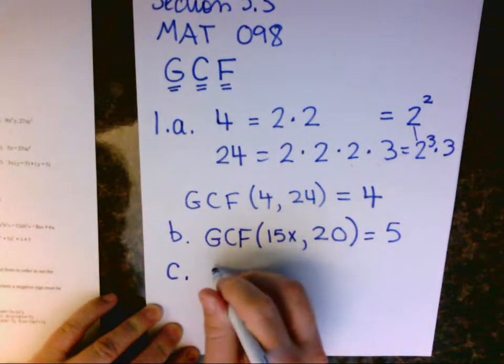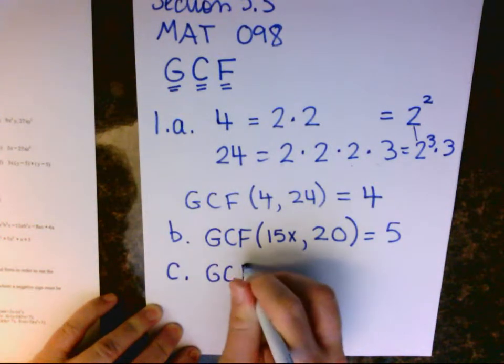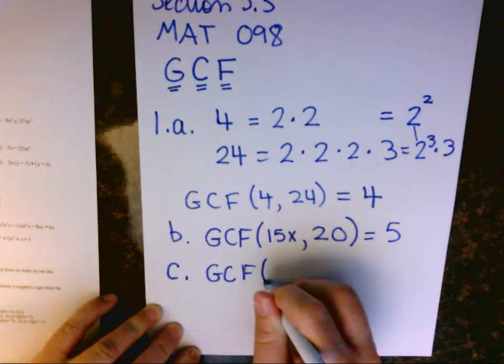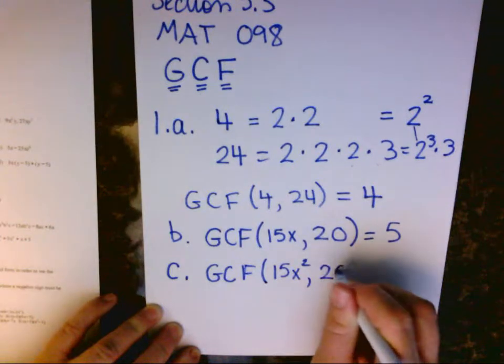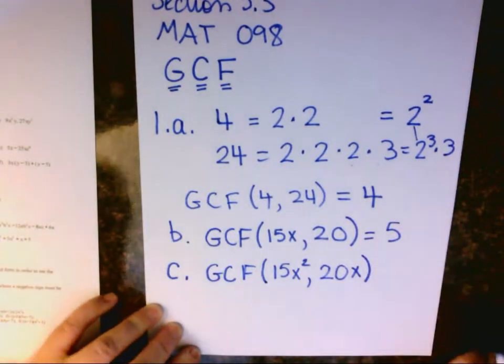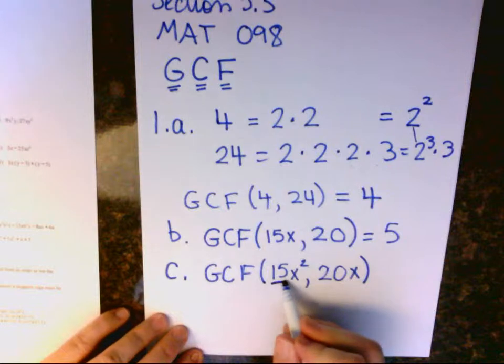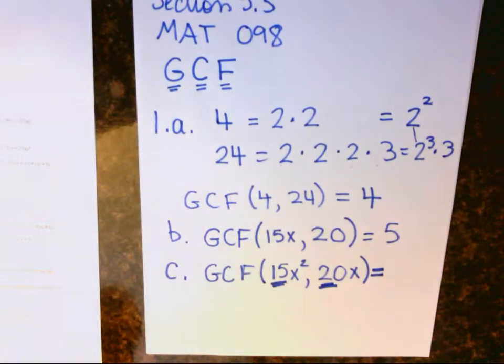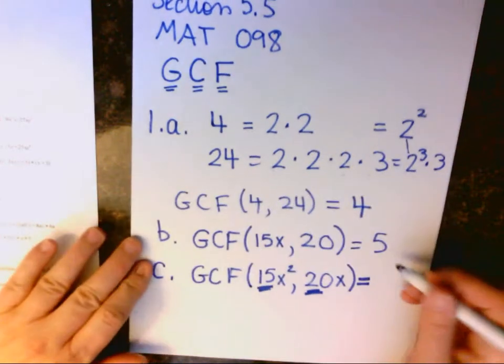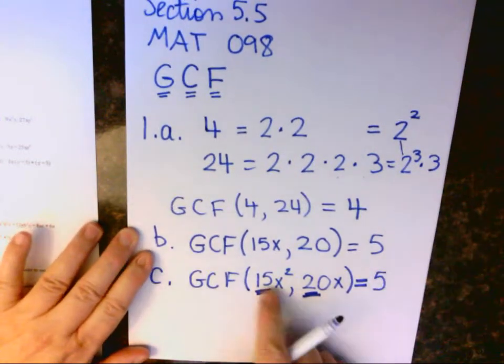Okay, part C. Let's get the greatest common factor of 15x squared and 20x. Okay. What number do we need? What's the largest number that will divide both of those? 2 will not divide them both. 3 will not divide them both. 4 will not. 5 will. 5 goes into there 3 times, and 5 goes into there 4 times, and so 5 is the greatest common divisor of 15 and 20.